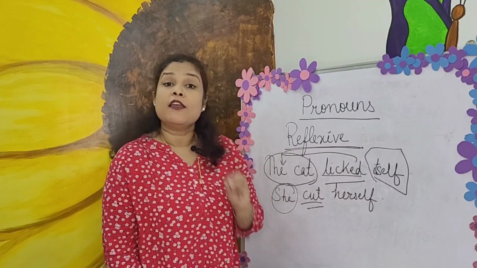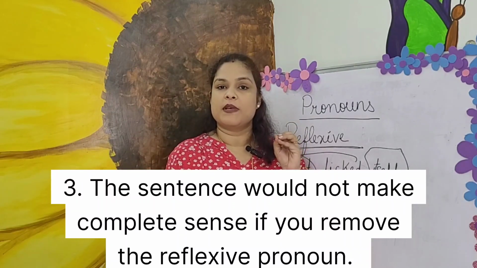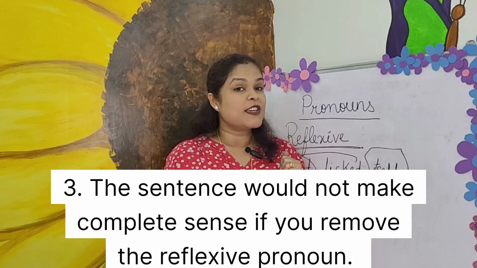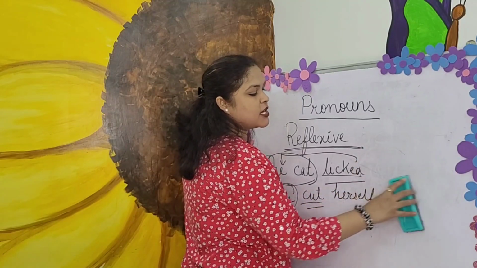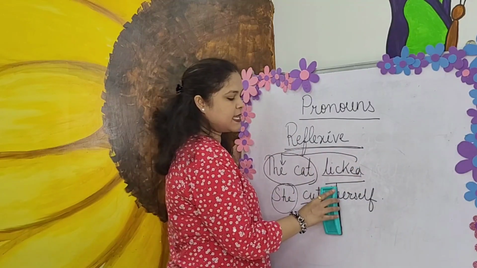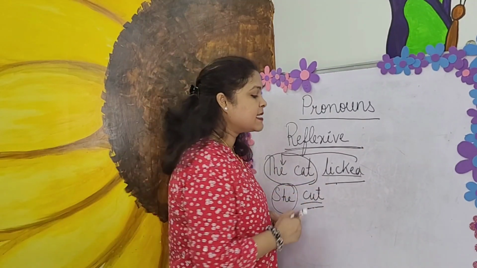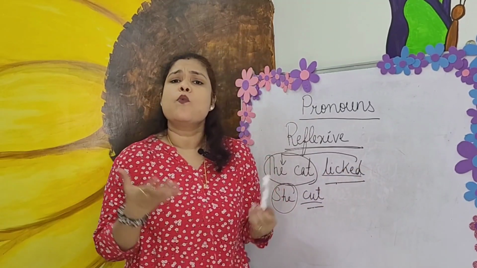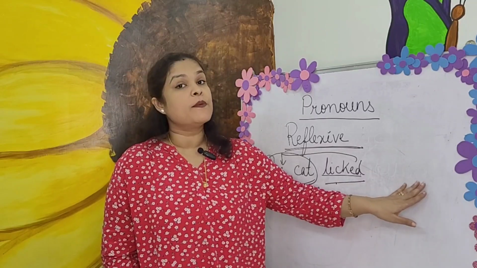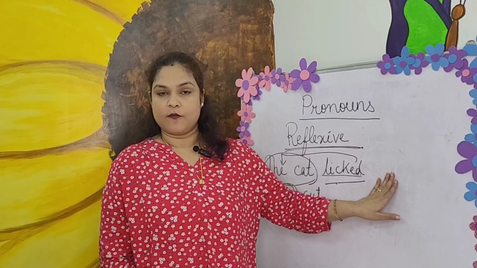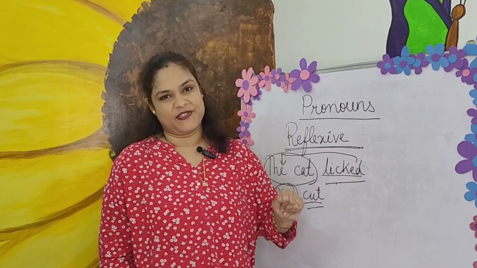Number 3, if you remove the reflexive pronoun from a sentence, the sentence will not give you any meaning. Let us try this, okay? The cat licked. Let me do some magic and itself vanished. She cut herself, herself vanished. Now if you look at the sentence, the cat licked, it is an incomplete sentence. What did the cat lick? Did the cat lick something? So there is no complete information here. So here the reflexive pronoun itself plays a very, very important role in the structure of the sentence.